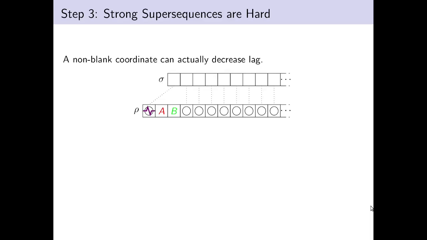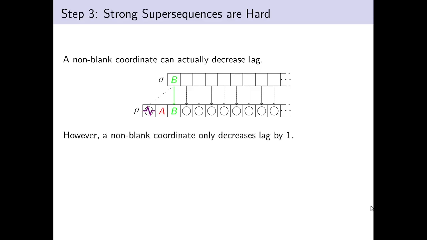Well, if the first coordinate is an a, it'll just map to the first a, and then the rest of the elements of sigma will just map to the corresponding blanks, and if the first coordinate is a b, it'll map to the first b, and the rest of the coordinates will simply map to the corresponding blanks. In either case, the lag will become 0. And if we have a lag of 0, we don't have our result. However, we do have one advantage here, which is that a non-blank coordinate can decrease the lag, but it can only decrease the lag by 1.